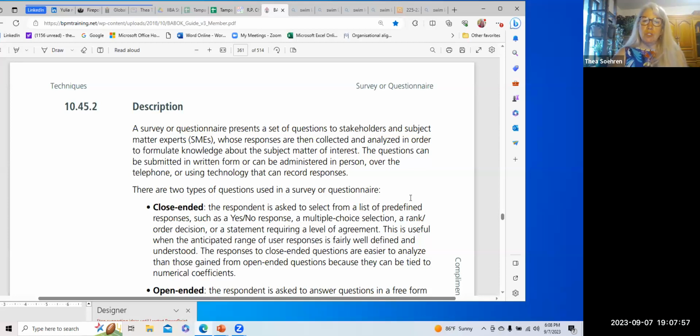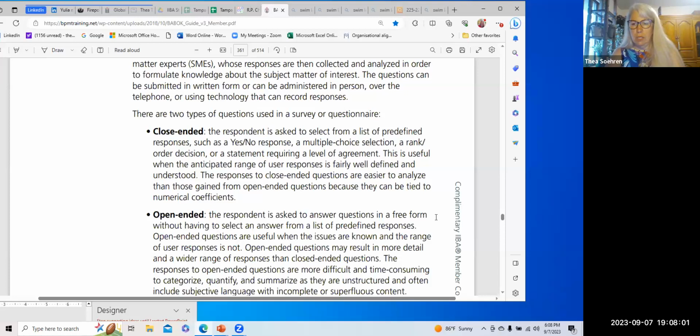There are two types of questions used in a survey or questionnaire. There's the close-ended, which is a yes or no answer, or they choose a number or some specific answer. It's useful when an anticipated range of user responses is fairly well defined and understood. They're easier to analyze than those gained from open-ended questions because they can be tied to numerical coefficients. I'll talk about that in just a second.